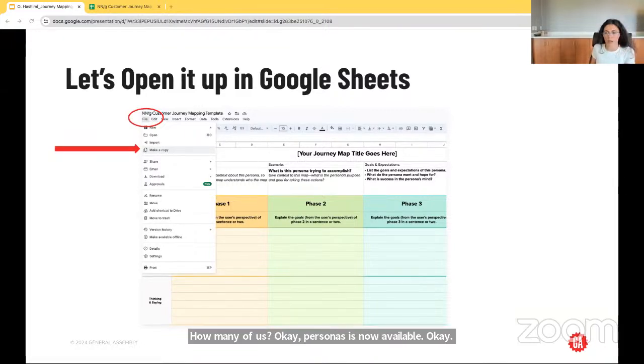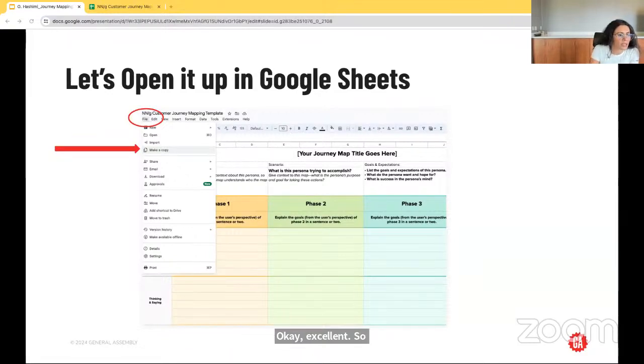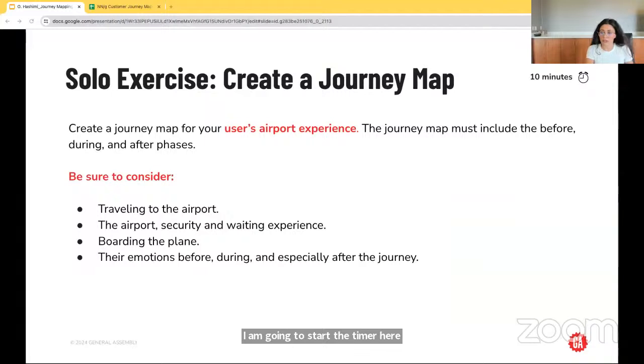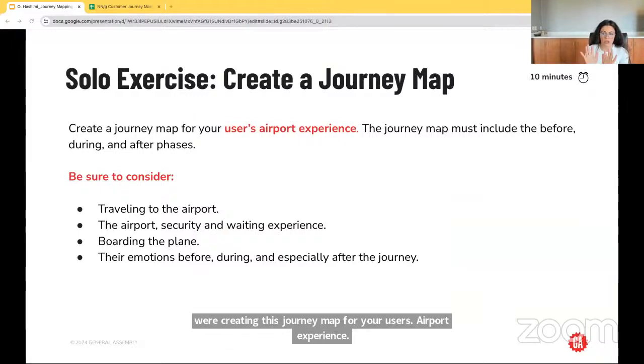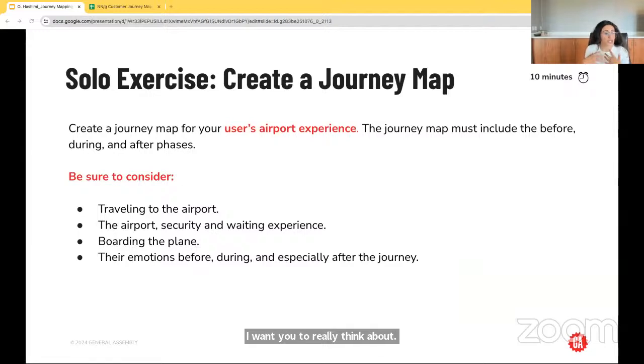Okay, excellent. So I am going to start the timer here. This is the other thing I want you to consider before you dive into this. You are creating this journey map for your users' airport experience. I want you to consider what it's like traveling to the airport, the security and waiting experience, boarding the plane itself, and then their emotions before, during, and especially after the journey. We have a lot of dummy data that you can also use to help you with these considerations.